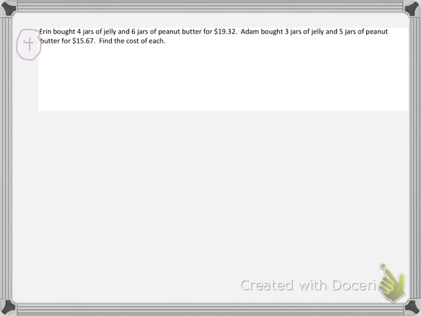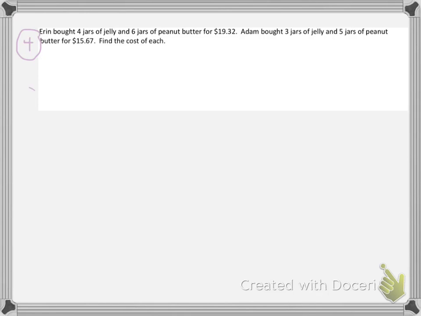Okay, good. All right, let's look here. Here's a word problem associated with systems of equations. Remember with word problems, we used our calculator to reduce the matrix. I don't know if you remember doing that, but let's set it up first so we can get it situated here. Aaron bought 4 jars of jelly and 6 jars of peanut butter for $19.32. Adam bought 3 jars of jelly and 5 jars of peanut butter at $15.67. Find the cost of each.